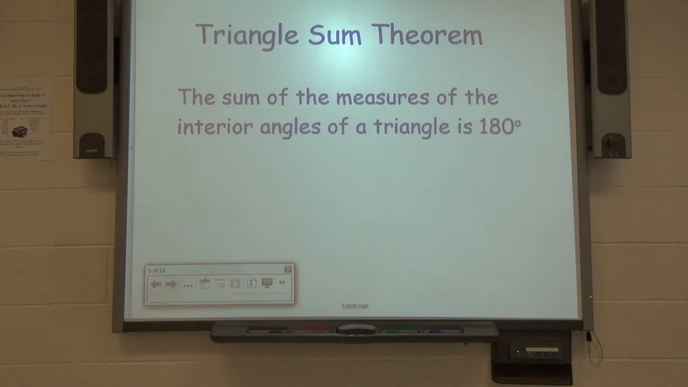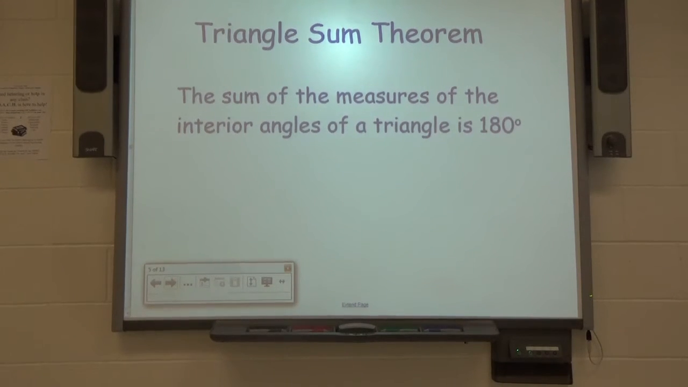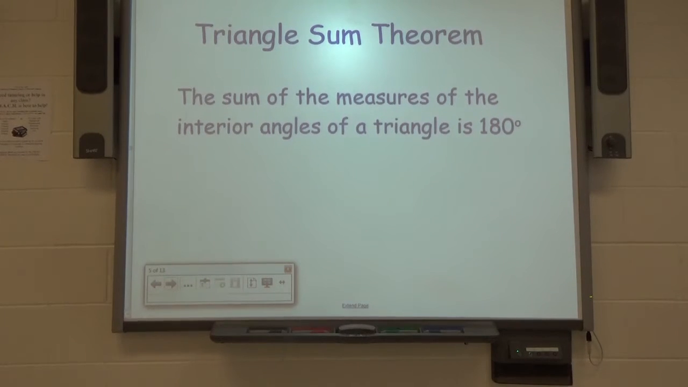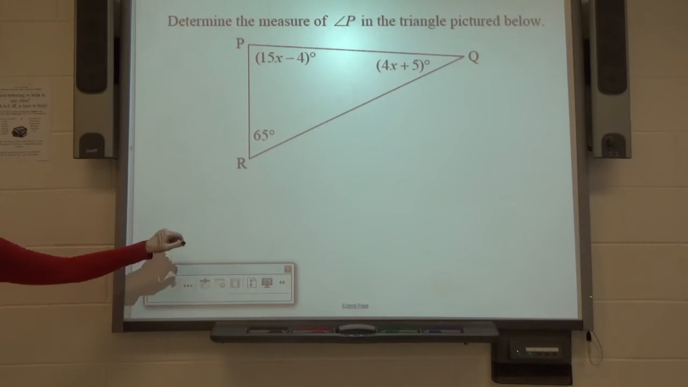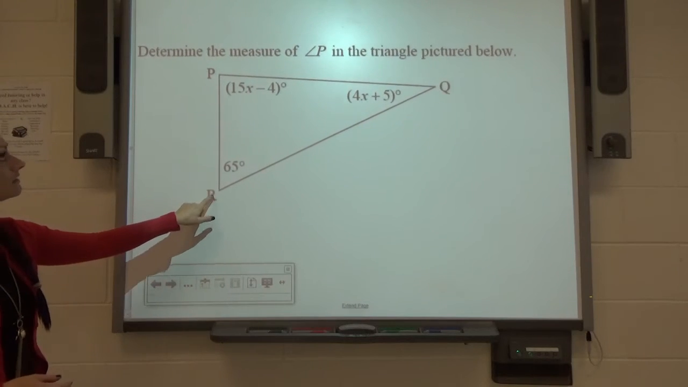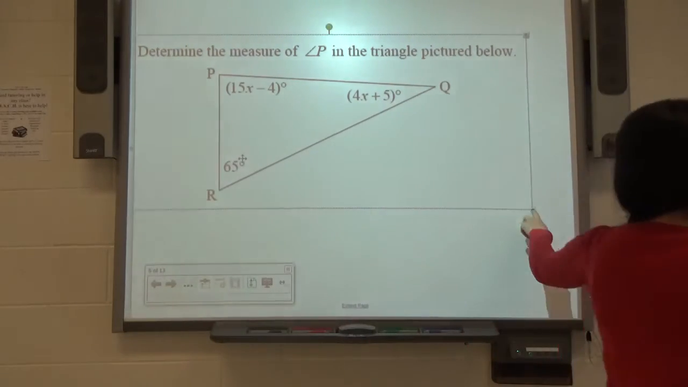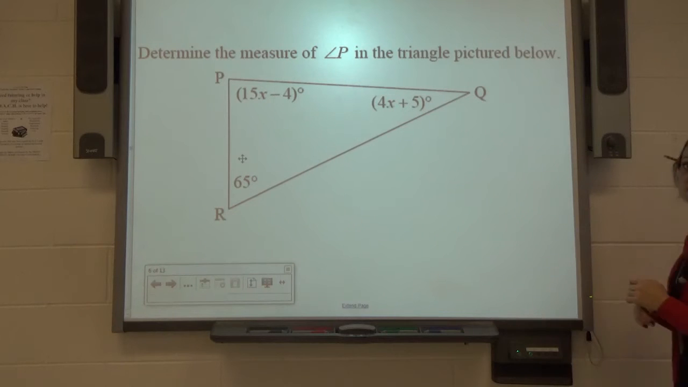I'm sure you've already seen this theorem at some point in time in your math career. They may not have stated it to you as the triangle sum theorem, but the sum of the measures of the interior angles, so all three angles added together inside of a triangle, will add up to 180 degrees. And we are going to use that to determine the measure of angle P based on this picture.